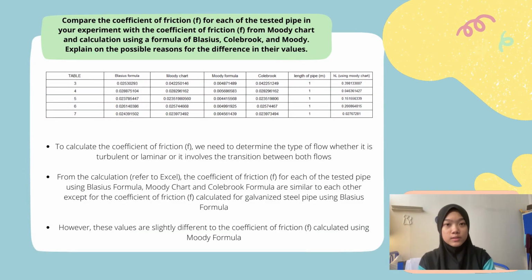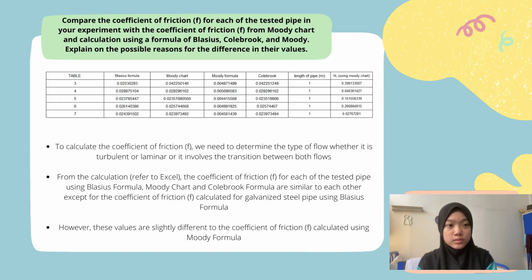So our group has calculated the coefficient of friction using those different formulas. And before we calculate the coefficient of friction, we need to determine the type of flow first, whether it is laminar or turbulent, or whether it involves both, which means that they have a transition between those types of flows.